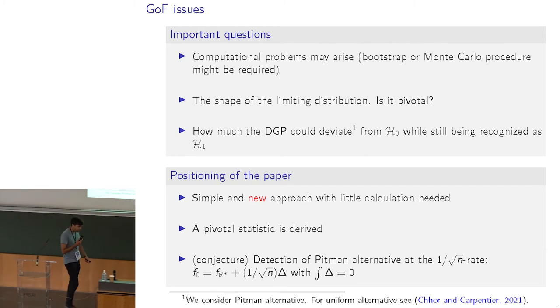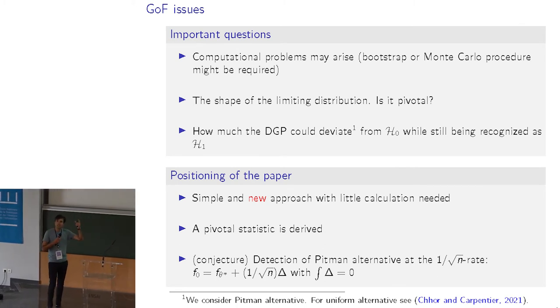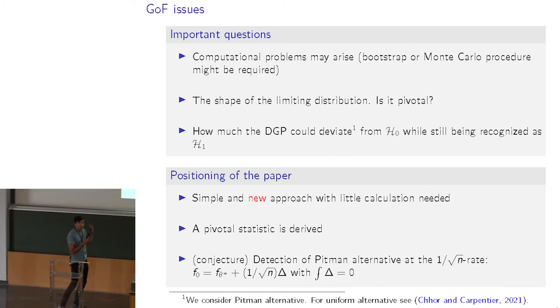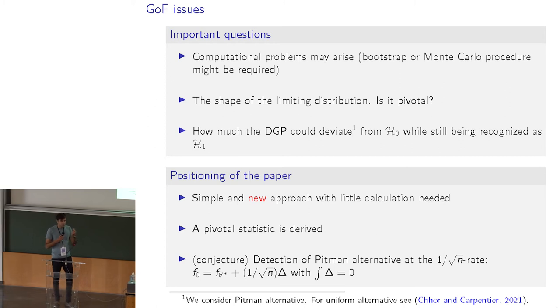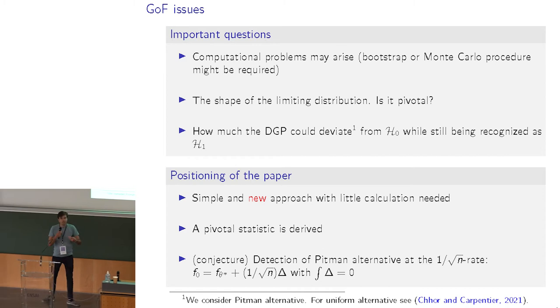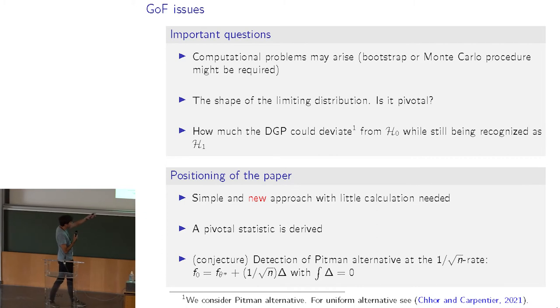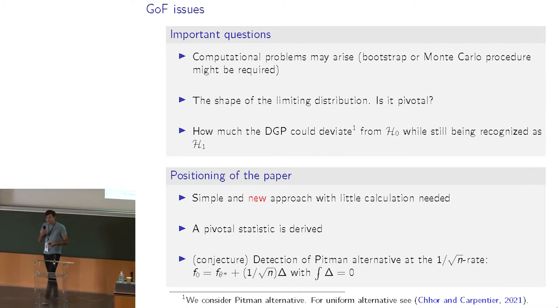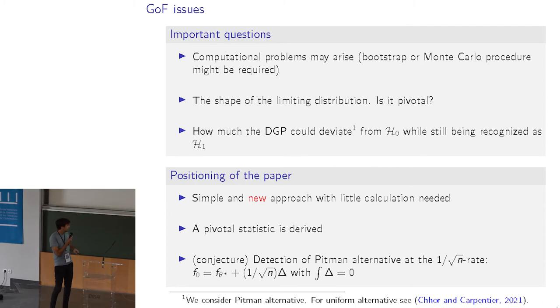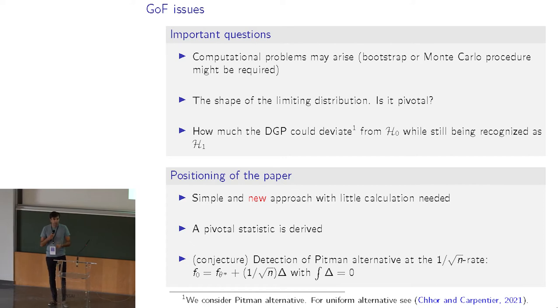Here is the positioning of the paper. The approach we are about to propose is totally new, totally different from the discrepancy-based approach that I underlined before. It's simple to compute. You will see that the limiting distribution is pivotal. And finally, and this is still at the state of a conjecture because we haven't proved that result, we believe that the Lipschitz alternative can be detected at a parametric rate, which is very nice because you will see that we are working at the density level.